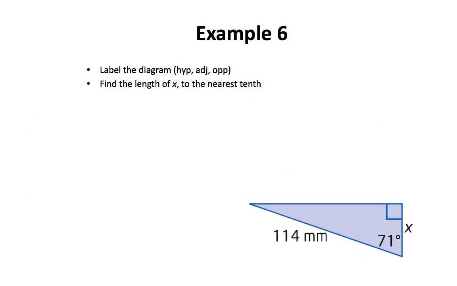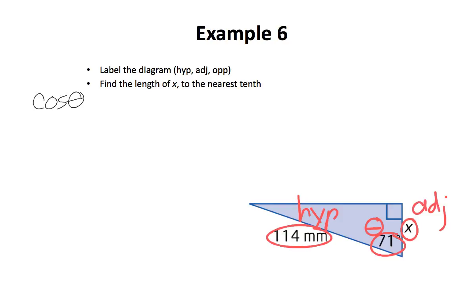In our sixth example, we want to find the length of x to the nearest tenth. The first thing you want to do is label your diagram. That angle is 71 degrees, which means the side labeled x would be adjacent to our angle, which we call theta, and 114 millimeters would be considered the hypotenuse, since it is the longest side and it is across the 90-degree angle. We need to figure out which trig ratio contains adjacent and hypotenuse, and that trig ratio is cos theta, which is equal to adjacent over hypotenuse.